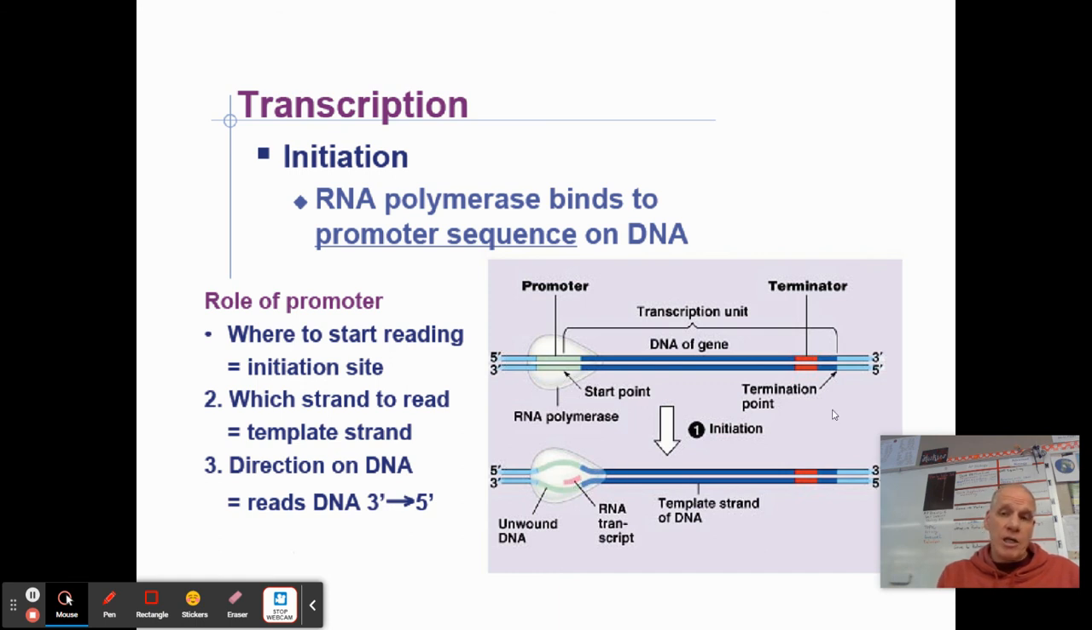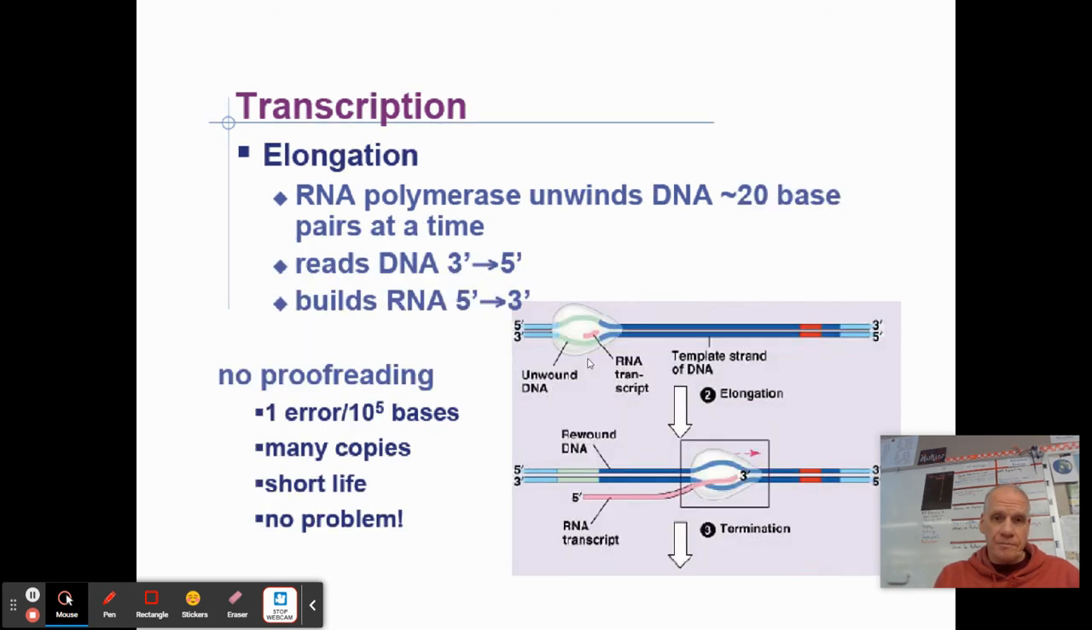So we're going to build it in the 5' to 3' direction. Now, if the RNA polymerase was coming from the right-hand side, it would be opposite. The template strand would now be the top strand, which is now 3' to 5' in relation to the RNA polymerase direction. So be careful of that on questions.